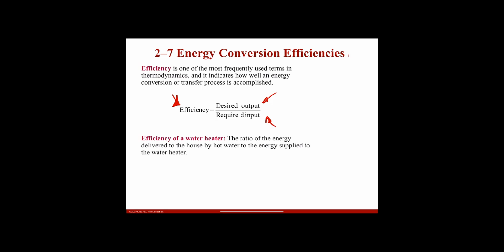Efficiency will be pretty much given in the next chapters, chapter number 5, when we start developing the different engineering devices that we have in the industry. For example, the efficiency of a water heater is the ratio of the energy delivered to the house by hot water to the energy supplied by the water heater. Again, you need some amount of hot water coming to your house, but you also need some energy that will make you produce that hot water that you need.